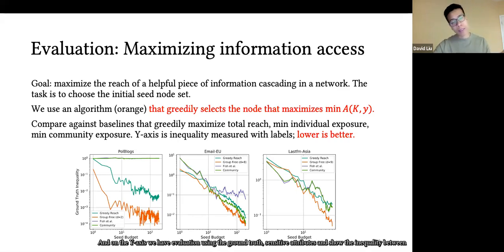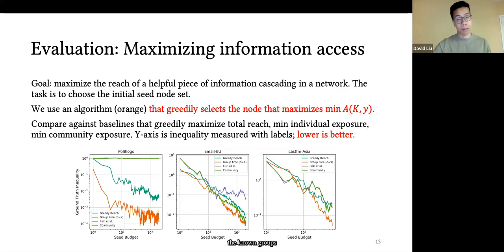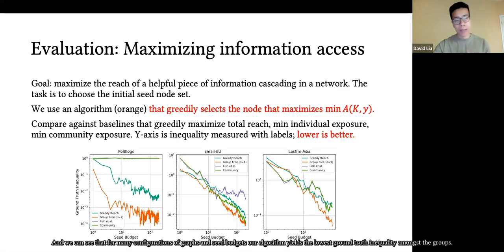And on the y-axis, we have evaluation using the ground truth sensitive attributes and show the inequality between the known groups following the cascades. And we can see that for many configurations of graphs and seed budgets, our algorithm yields the lowest ground truth inequality amongst the groups.